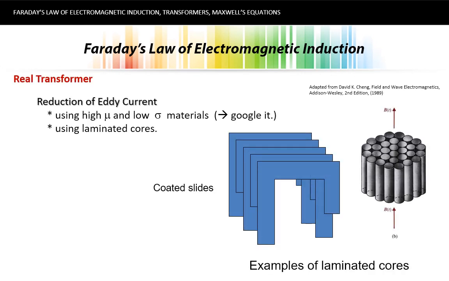In order to reduce eddy currents, there are several ways to do that. One is using high mu and low sigma, that is high permeability and low conductivity materials. And the second is to use laminated cores, that is the ferromagnetic cores are coated. Here you can see two examples of laminated core usage in transformers in real life.